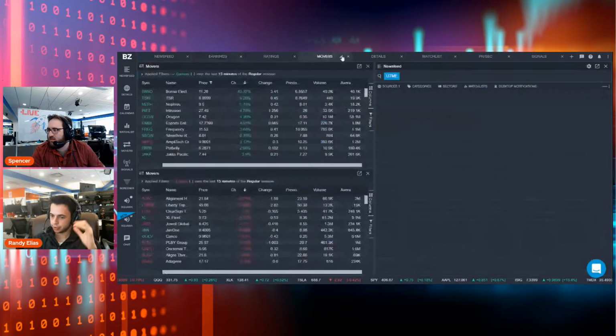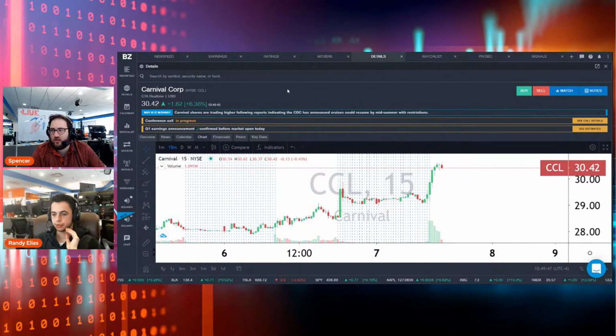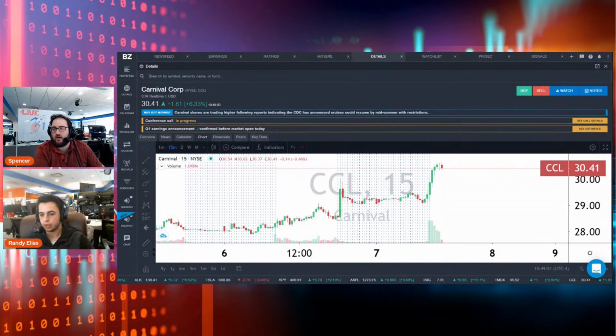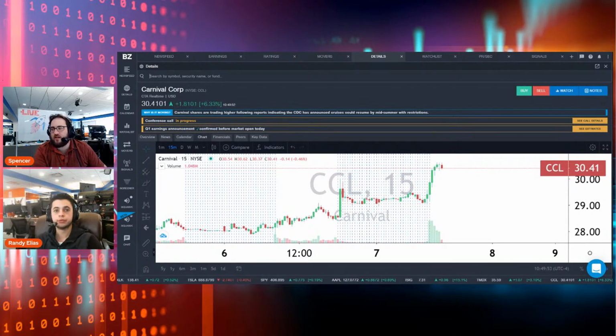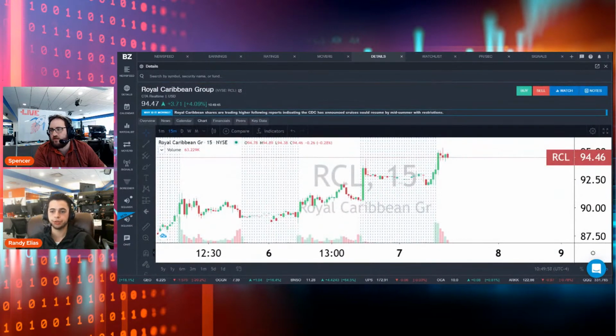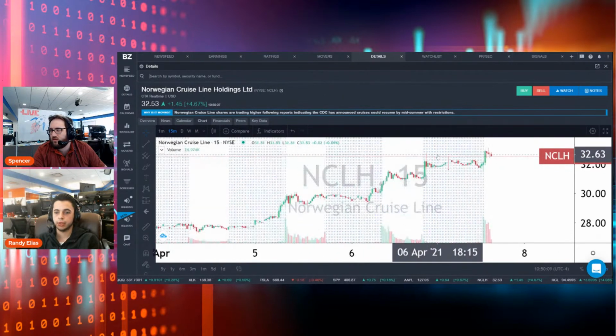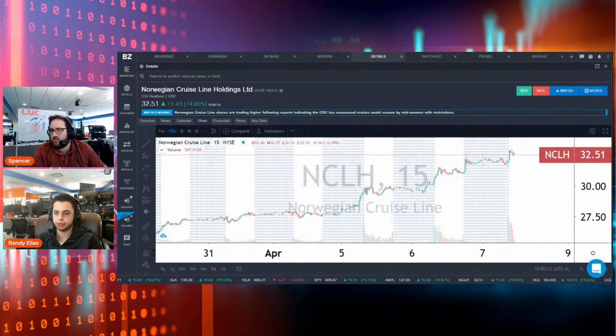Their earnings were a little different. It wasn't really EPS and sales. It was more quarter-over-quarter comparisons. But your point was it's not just Carnival. It's Norwegian, it's Royal Caribbean. They're all trading about 4 to 5% higher today, which is a good step moving forward. Are there any more cruise stocks, or is it just those three? I think those are the big three.